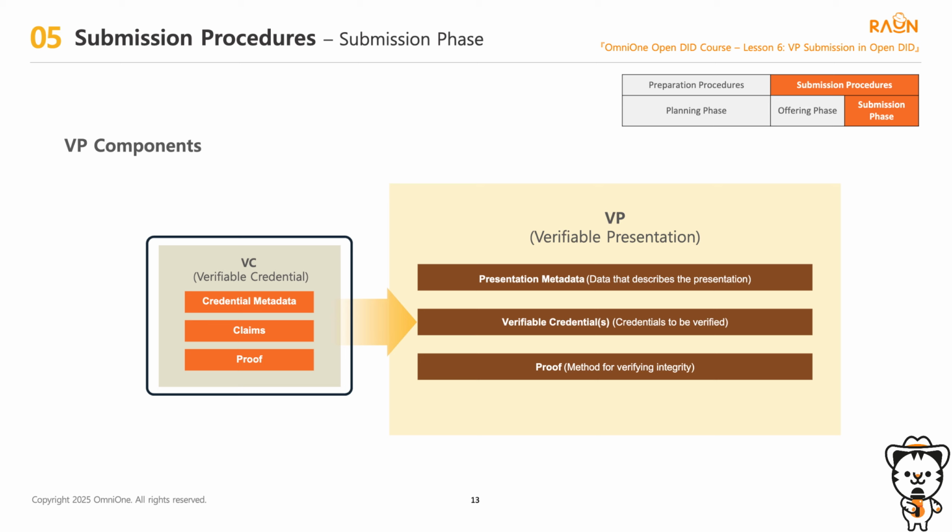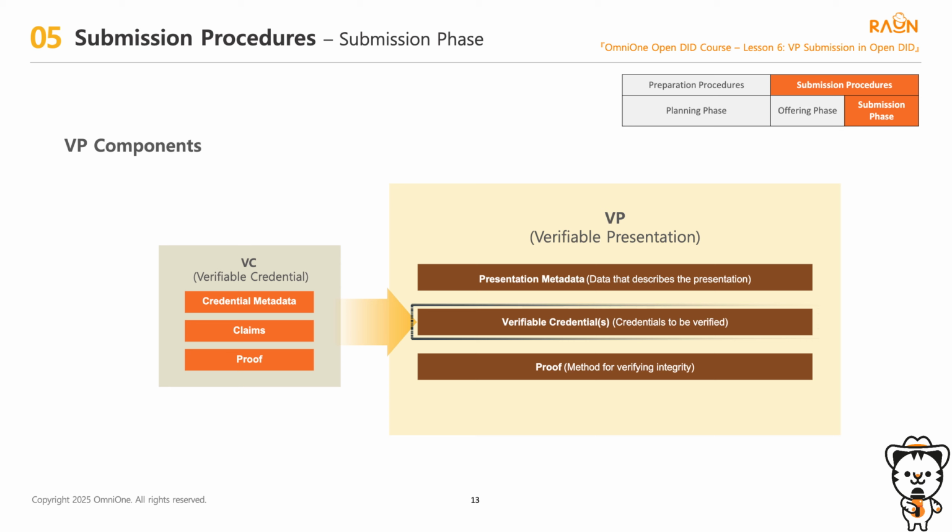A VP is composed of a combination of the VCs we've discussed. Therefore, a VP fundamentally includes these VCs, which constitute the verifiable credentials. As in the example explained earlier, to use the Korea University Library Service, I can extract only the student ID number claim from the various claims in my Korea University student ID. And this becomes one of the components of the VP. These verifiable credentials form the basis of the VP. And it also includes presentation metadata and a proof.